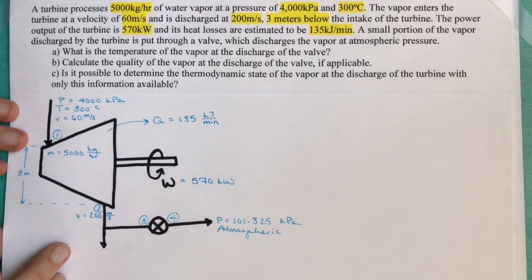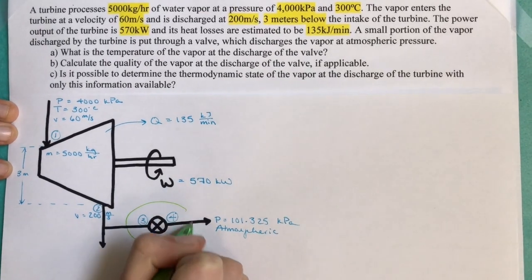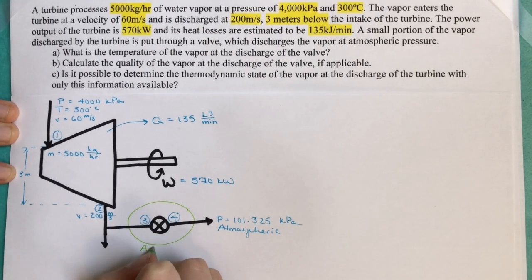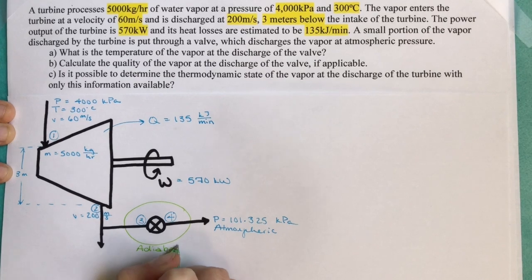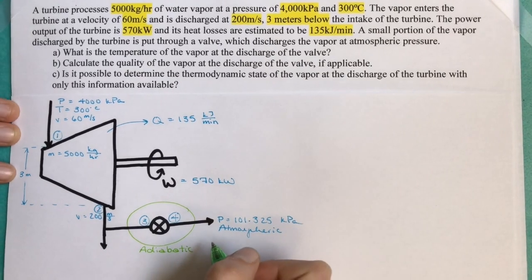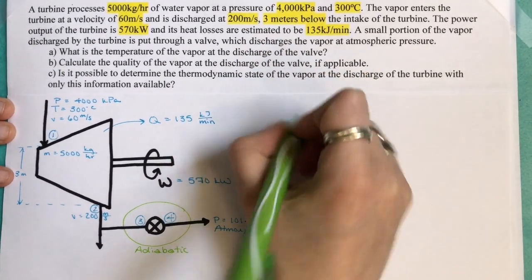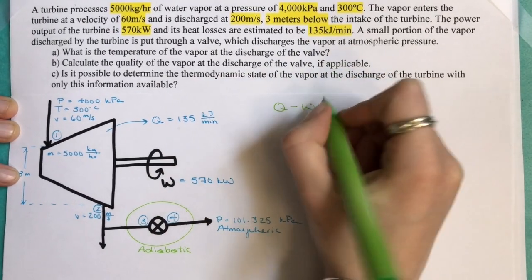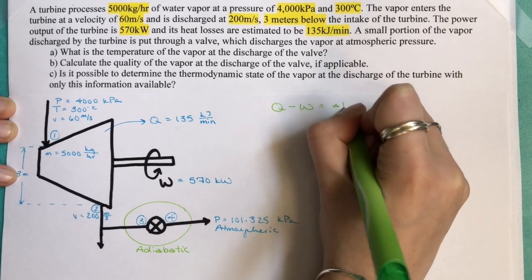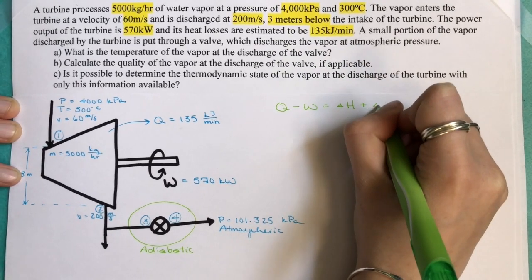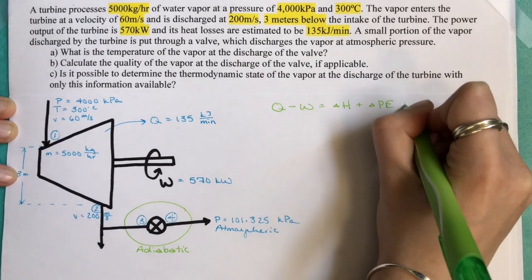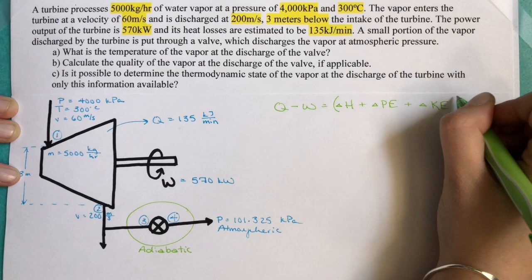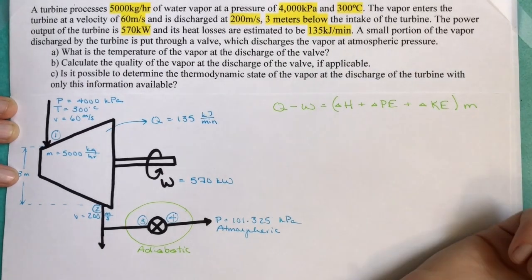At this point, we're going to look at the valve. Since the problem doesn't say anything different, we're going to assume that the processes of the valve are adiabatic. So, this means that when we calculate, we should know this formula. Q, heat, minus the work, equals the change in enthalpy plus the change in potential energy plus the change in kinetic energy, and all of this times the mass.